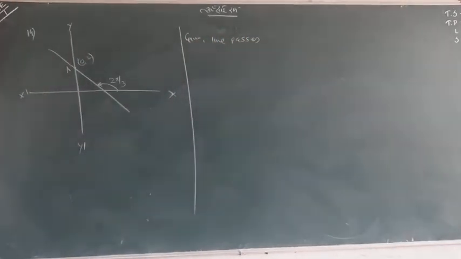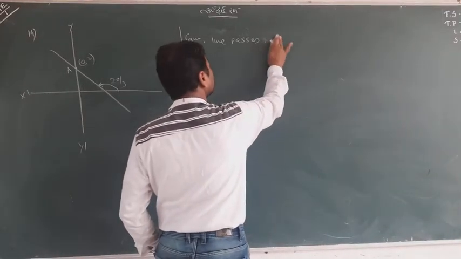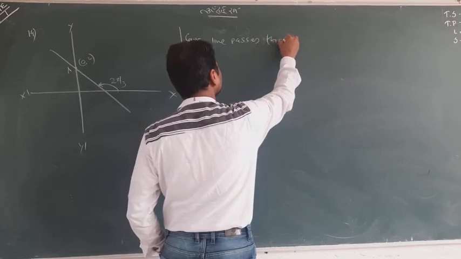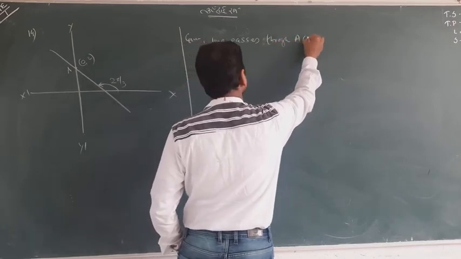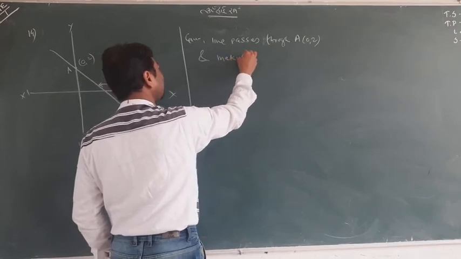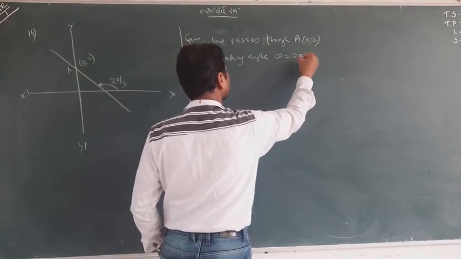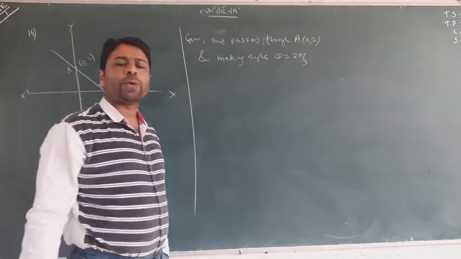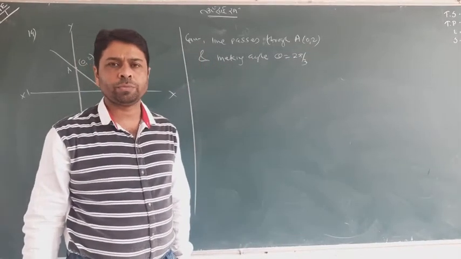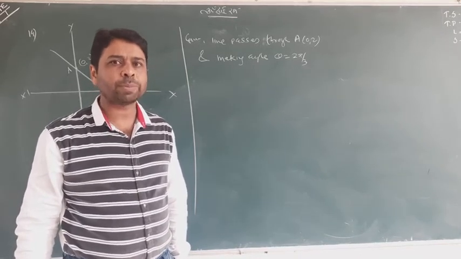It's given that the line passes through the point A and makes an angle theta equal to 2 pi by 3. Let me tell you frankly that we can use two forms here. We can get the answer by two forms.